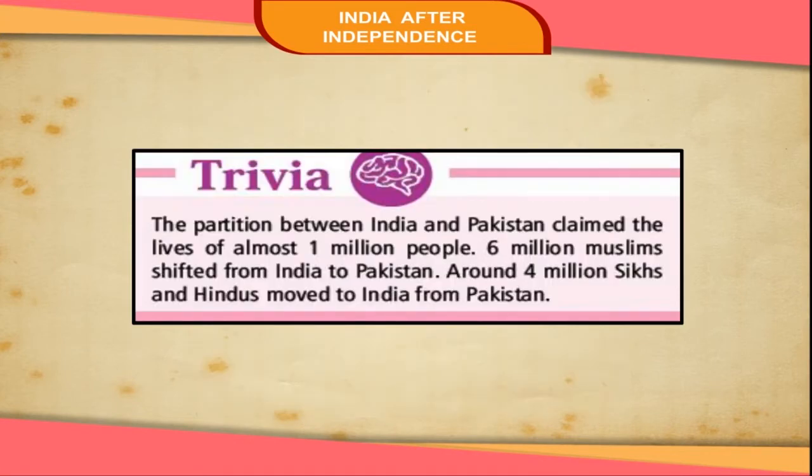Trivia: the partition between India and Pakistan claimed the lives of almost 1 million people. 6 million Muslims shifted from India to Pakistan. Around 4 million Sikhs and Hindus moved to India from Pakistan.